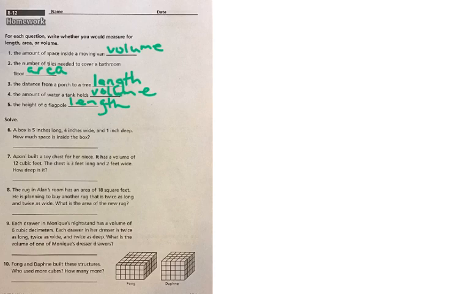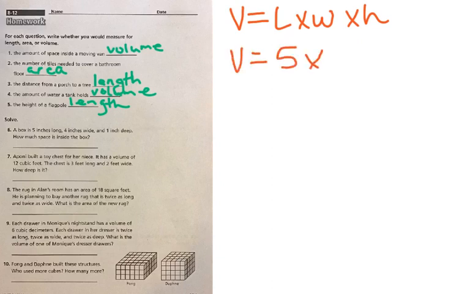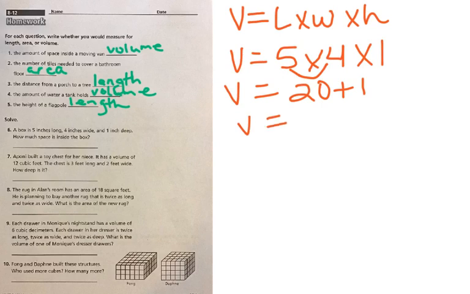Number 6 says a box is 5 inches long, 4 inches wide, and 1 inch deep. How much space is inside the box? When we talk about how much space an object occupies, if you remember back here on our chart, you can see here how much space an object occupies is volume. And so we're going to use our volume formula. V equals L times W times H, which is volume is equal to length times width times height. So we have volume is equal to 5 times 4 times 1. So volume is equal to 5 times 4 is 20 times 1, and it's 20.